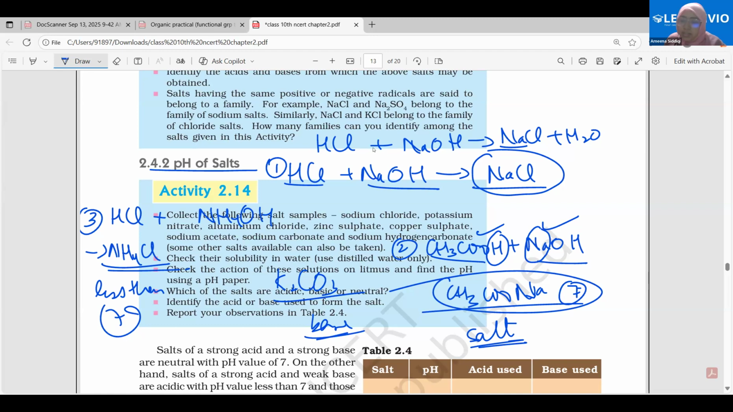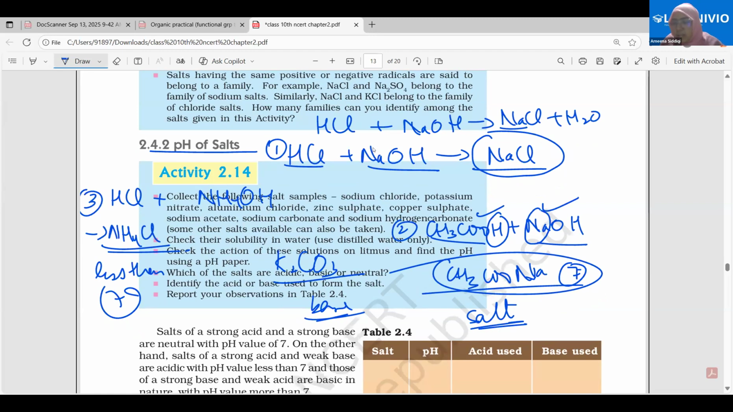Correct. Now, very quickly, last example here: sodium hydroxide and carbonic acid.